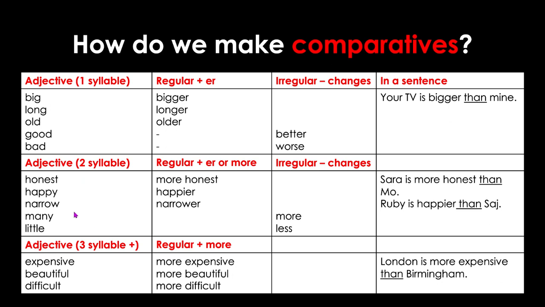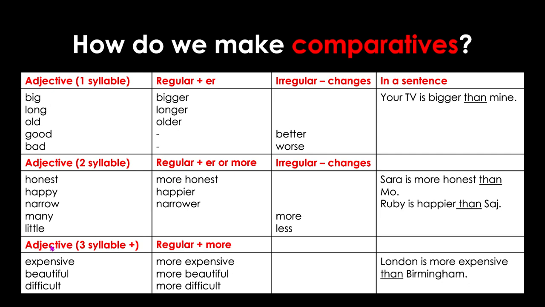Now again, we have irregular two-syllable adjectives like many and little. And again, they change. So many becomes more and little becomes less. So some examples. Sarah is more honest than Mo. Ruby is happier than Sarge. Okay, so noticing here that we are comparing two things and we are using than.